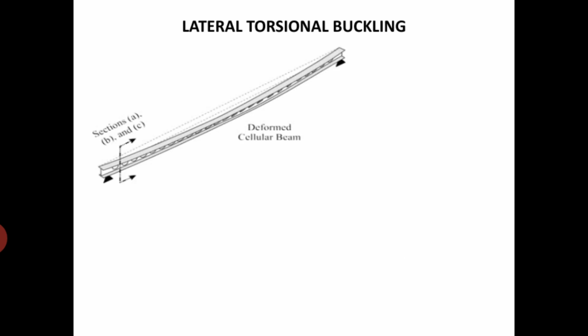So what is lateral torsional buckling? Just look at this figure, you can understand what we mean by lateral torsional buckling. This is a form of instability and is more complex, since the lateral buckling problem is three-dimensional in nature. So here it involves a coupled lateral deflection and a twist. That is, when the beam deflects laterally, the applied moment exerts a torque.